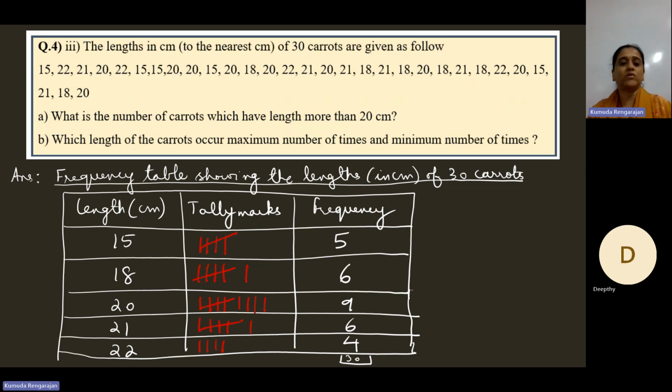Then which length of the carrots occur maximum number of times and minimum number of times? Which length of carrots occur maximum number of times? Maximum is 9, right? 20 centimeters. And which length of carrot occurs minimum number of times? 22 centimeters. Correct? Carrots of length 20 centimeters occur maximum number of times, and carrots of length 22 centimeters occur minimum number of times.